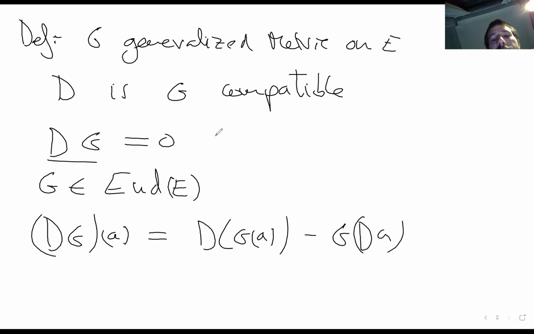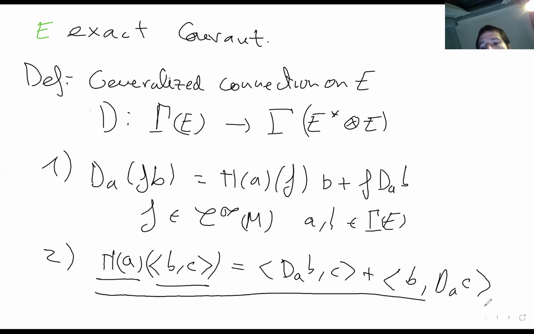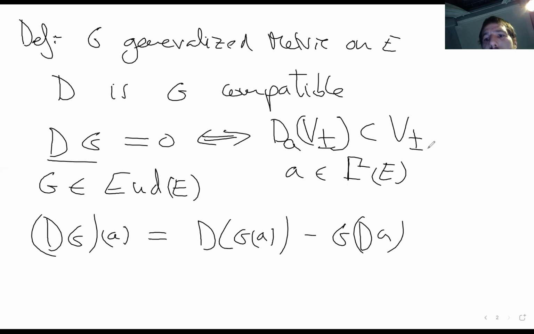And you can easily check that this condition is equivalent to the fact that the generalized connection preserves the B plus bundle for any A in sections of E. Of course, here I mean that acting on sections of B plus, it goes to B plus. And because of the compatibility of the generalized connection with the pairing, if this preserves B plus, it also preserves B minus.